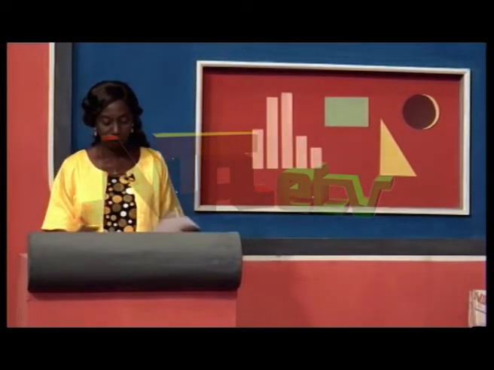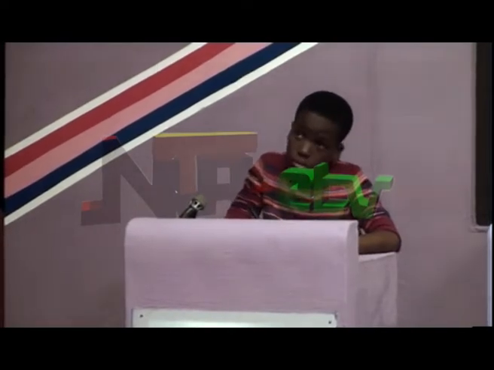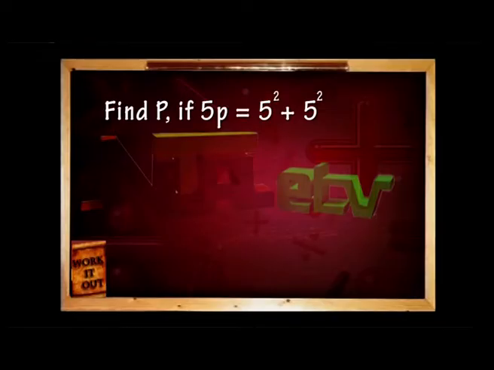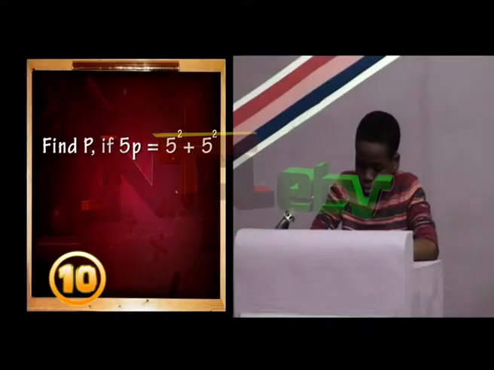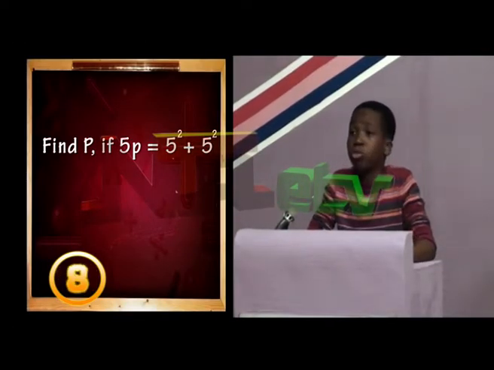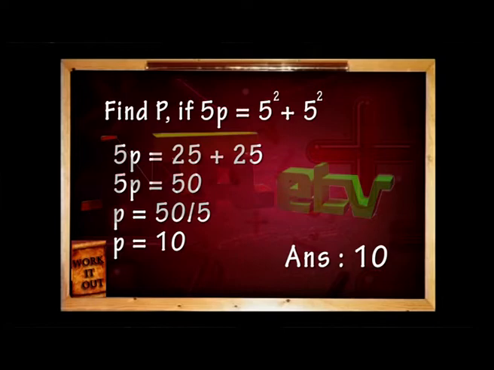Back to you, contestant A. Number 1. Find P. If 5P is equal to 5 raised to power 2 plus 5 raised to power 2. P is equal to 10. That's correct. P is equal to 10.